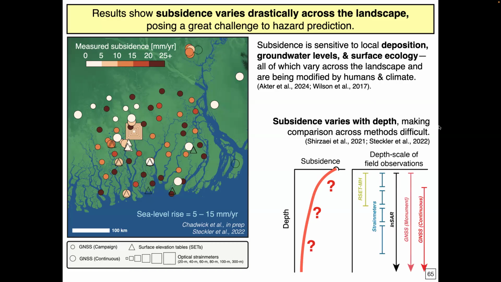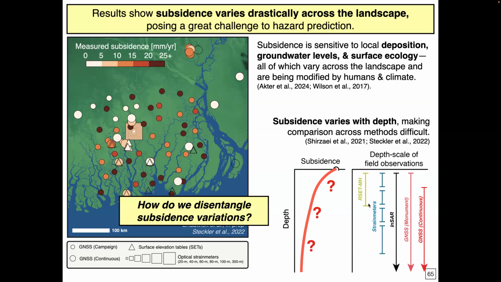Another important thing here is that subsidence varies with depth, which makes it really hard to compare the measurements from different methods. We know that subsidence decays with depth just based on the mechanics of how subsidence and compaction work. But all of our different methods basically measure subsidence over a different integrated depth interval. So when we try to compare the RSET data to the strain meter data to the InSAR data to the GPS data, we come to this problem: we don't know how much of the patterns we see in the map are due to natural variations, are due to humans, or are due to the different methods taking different pictures of different portions of this profile.